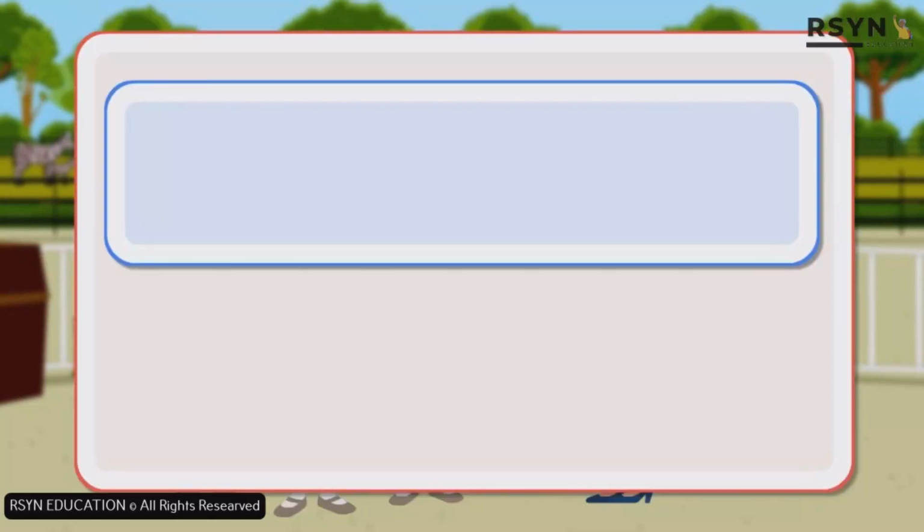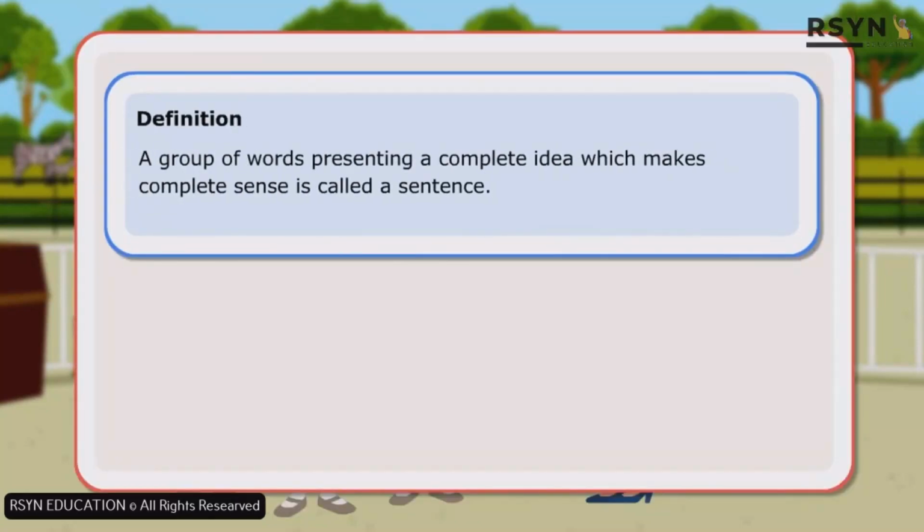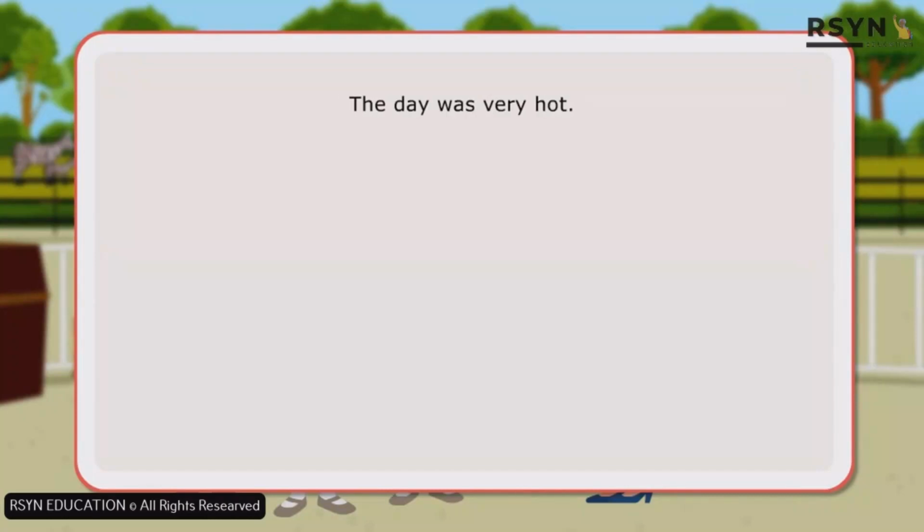Definition: a group of words presenting a complete idea which makes complete sense is called a sentence. Let us look at some sentence structures. If a sentence has one statement presenting one complete idea, it is a simple sentence. The day was very hot.